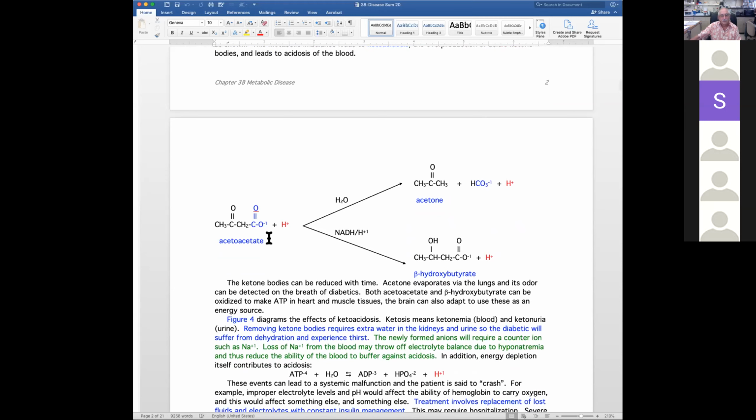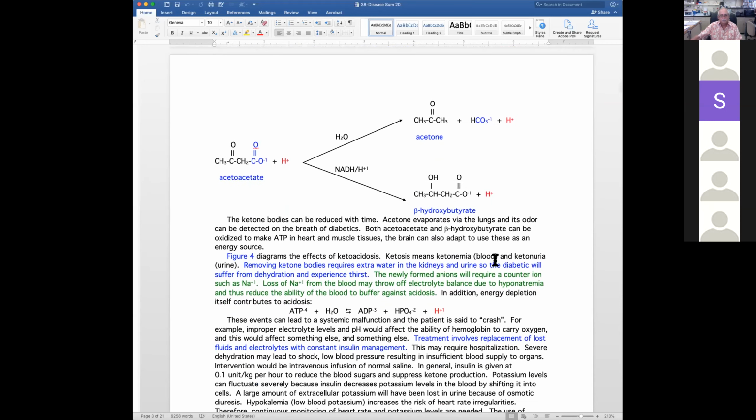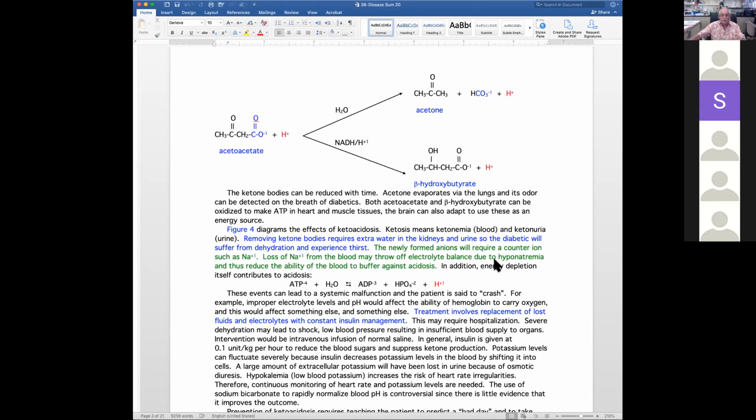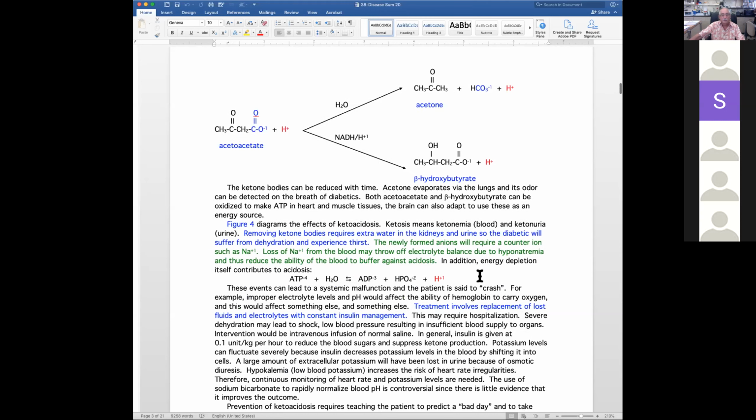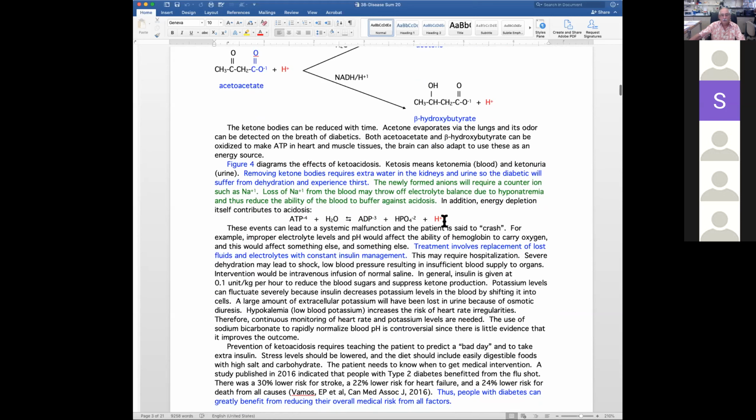So then acetoacetate can be hydrolyzed into acetone. Okay, so that also gives the proton over there. It can be reduced into beta hydroxybutyrate, but that's also an acid. Energy depletion, what's going to be caused by severe acidosis and stuff, causes more acidity to build up.